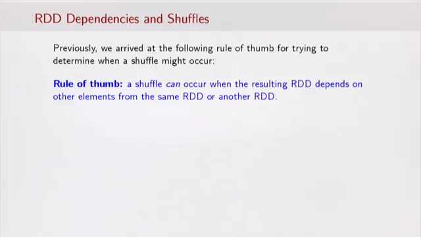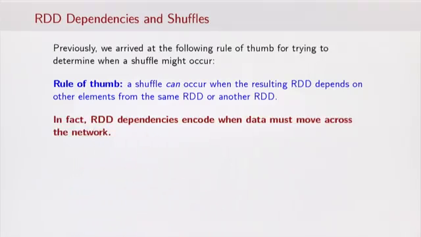If you recall, in a previous session, we developed the following rule of thumb. We said a shuffle can occur when the resulting RDD depends on other elements from the same RDD or another RDD. So here's a key word, depends. Now we have an idea of what a dependency is. In fact, an RDD's dependencies actually encode when data must move over the network.